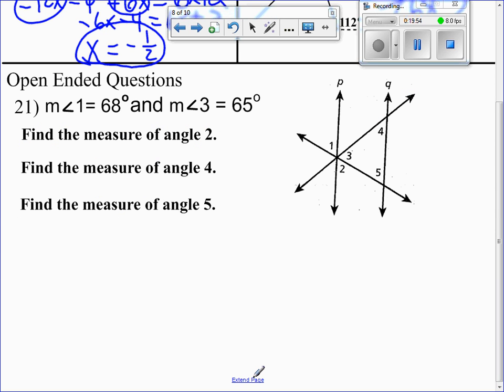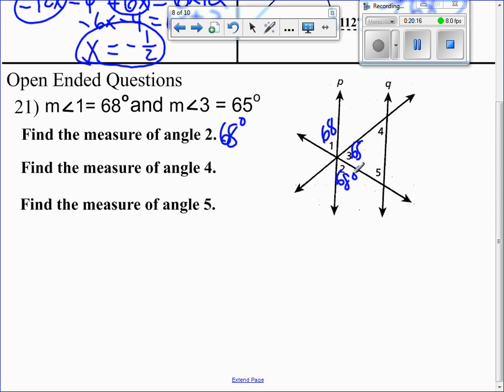Number 21, measure of angle 1 is 68. I know this figure looks weird, but it's really not that bad. The measure of angle 3 is 65. Find the measure of angle 2. Well, angle 1 and angle 2 are vertical angles. They are directly across from each other, so they are equal. So angle 2 is also 68 degrees.